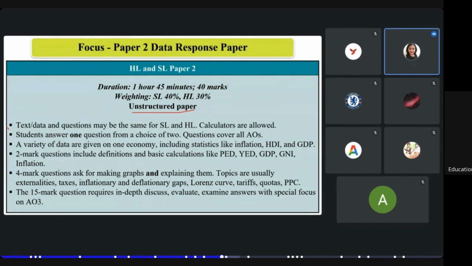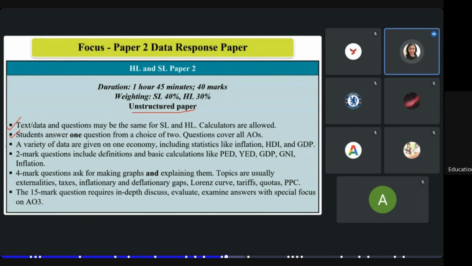Now, the text or data or the questions may be same for SLs and HLs. HL students will get some questions on HL topics. Calculators are allowed for this paper. Paper 1, they will not allow you to carry calculator. Please remember to pick only one question from the case study. Because this paper is lengthy, remember to read your instructions. Questions range from assessment objective 1 to 4. They do not spare you here.